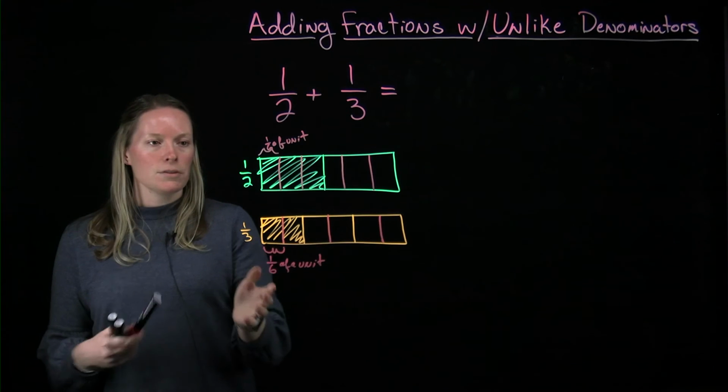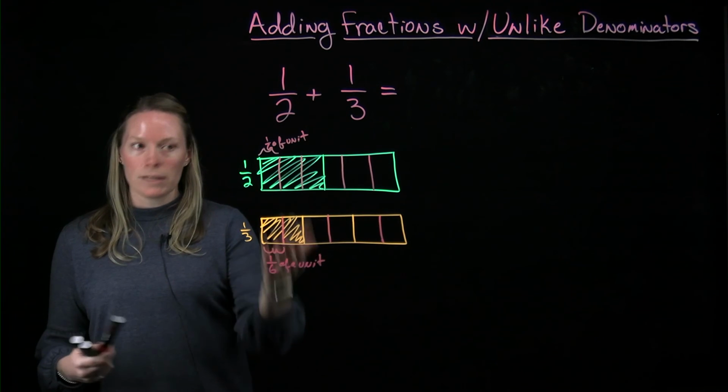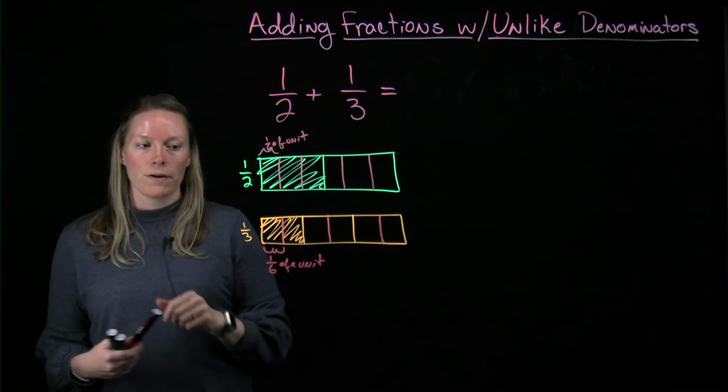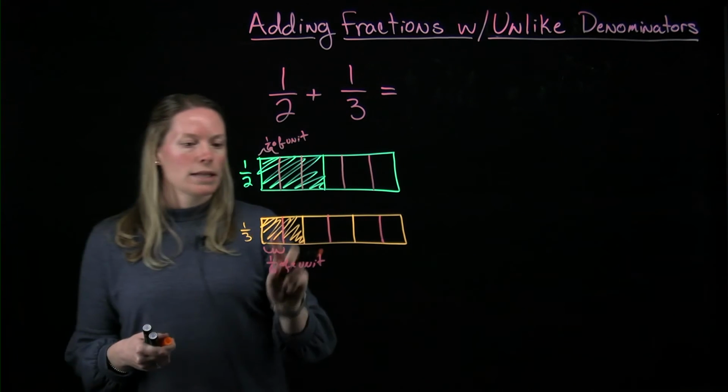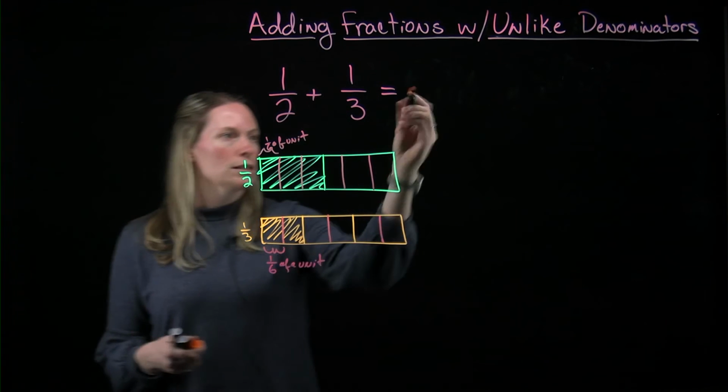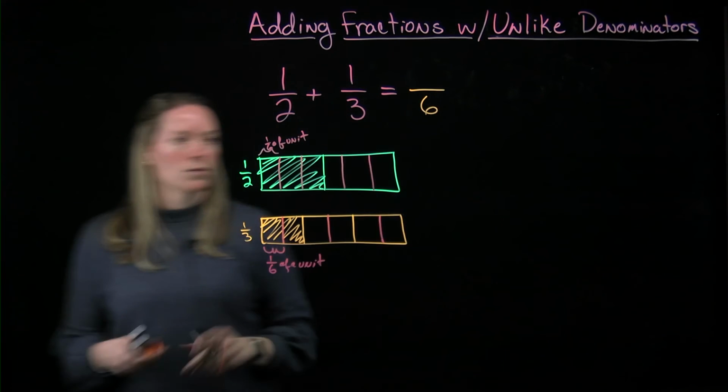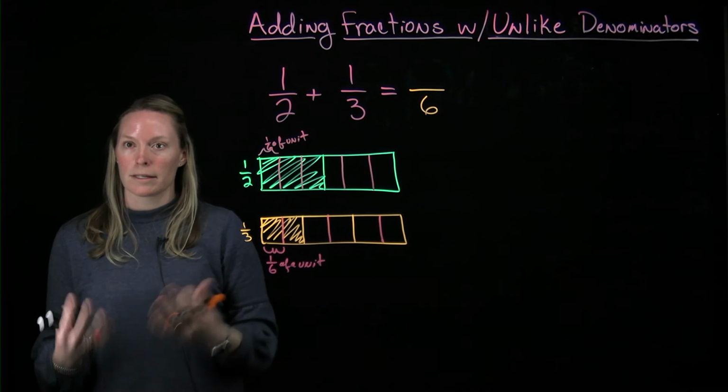What I'm basically doing by divvying up both of my units of 1/2 and my 1/3 is I'm creating a common denominator. My common denominator in this case is 1/6. You'll notice each one of my units has 6 sections. So I know that I have a 6 in the denominator, 6 sections.